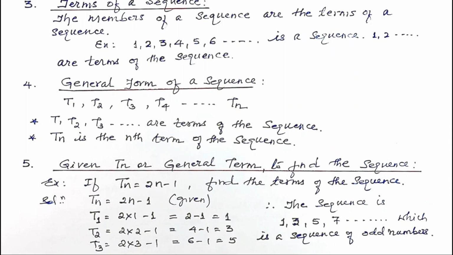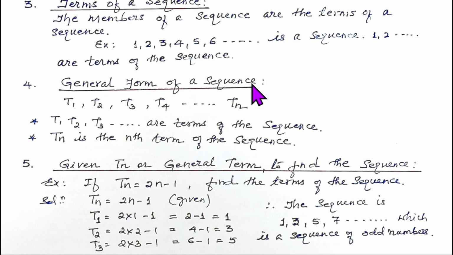The next point is the terms of a sequence. You know that the members of a sequence are the terms of a sequence. We have a set of natural numbers here, that is 1, 2, 3, 4, 5, 6. They are the members of the sequence, and they are also called the terms of the sequence. The terms of the sequence are the members of the sequence. Here 1 is a member, 2 is a member, 3 is a member. So 1 is a term, 2 is a term, 3 is a term. So they are all terms of a sequence.